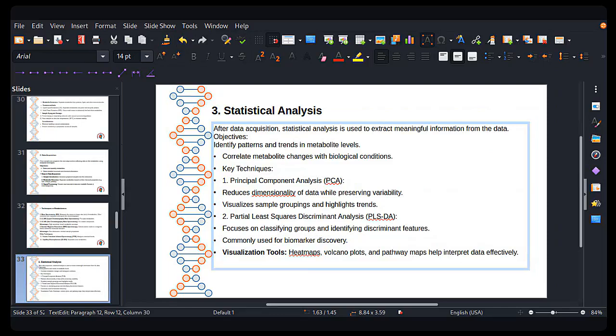Any idea what are heat maps? जो कलरफुल वो दिखता है ना आपको, लाइक एक सीक्वेंस है, हमने एक प्रोटीन को एक कलर दे दिया, दूसरे प्रोटीन को दूसरा कलर दे दिया. अब जो पूरी सीक्वेंसेस में जो कलर शो होगा ना, वो हीट मैप होगा. So visualization tools like heat maps, volcano plots, and pathway maps help interpret data effectively. We are analyzing the data in the step.